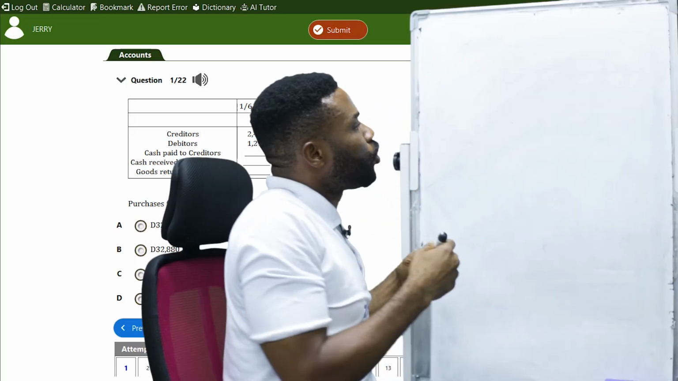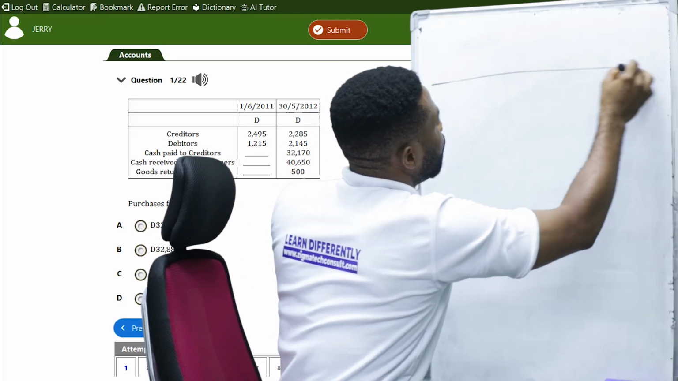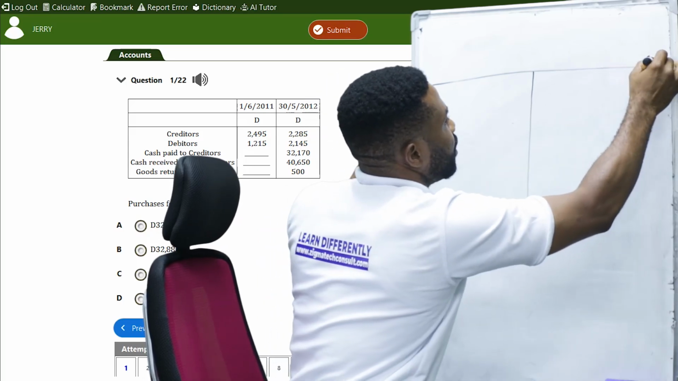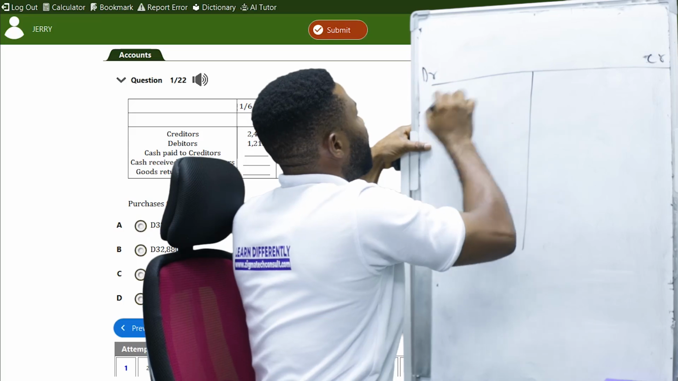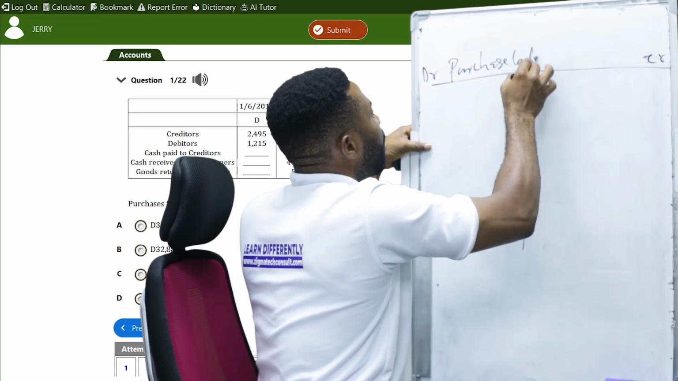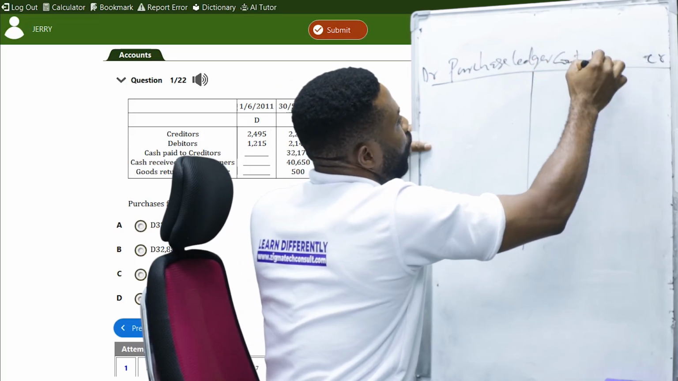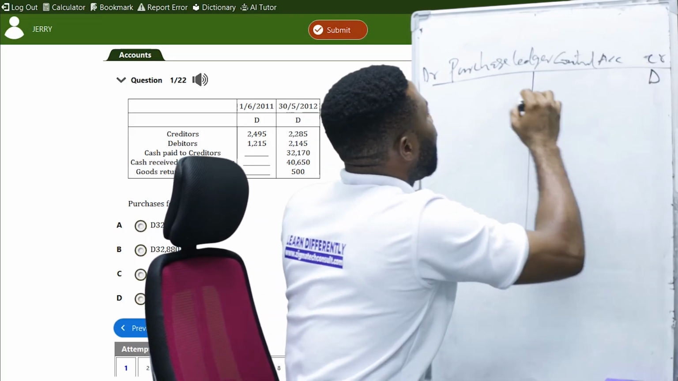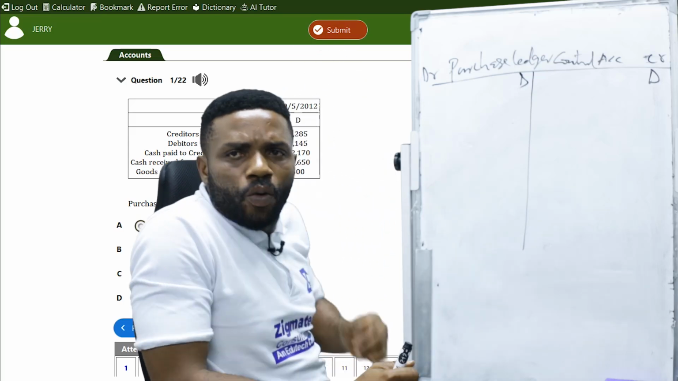So the first thing to do, like I said, we are always using our T method. Don't ever forget, this is our T method. This is your credit side. This is for credit and this is for debit. And we are preparing the purchase ledger control account. All right, let's go.